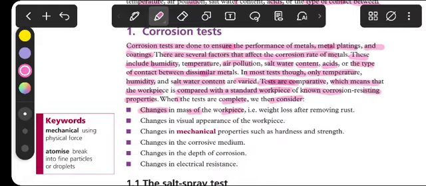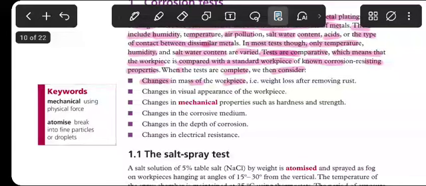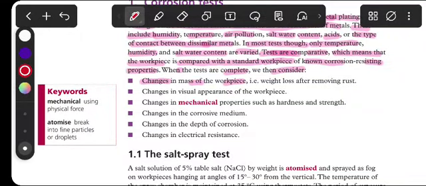Those are points, by the way. If you see the points, this is what they will ask you, guys.